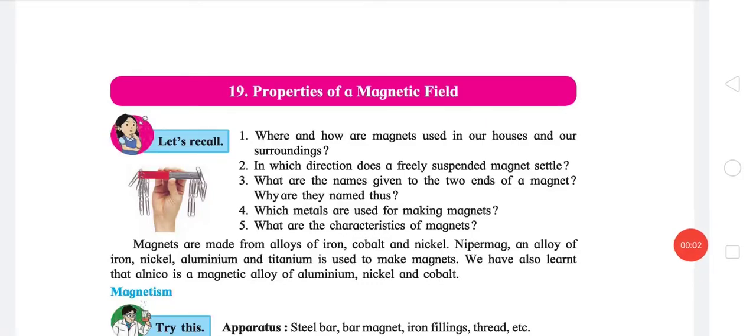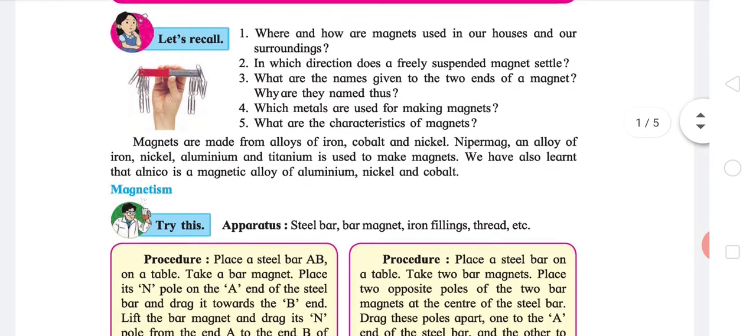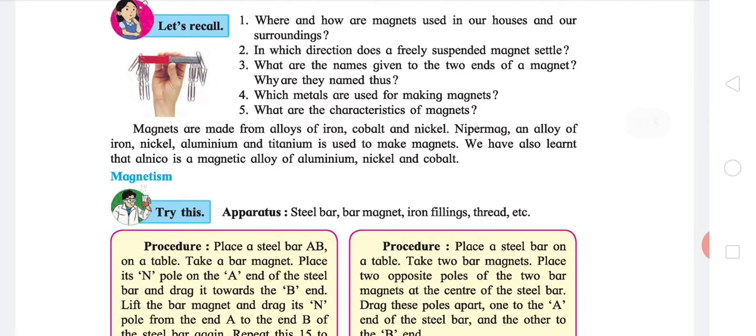Hello, friends. So, today we're going to discuss Class 7th Science, Chapter 19, Properties of a Magnetic Field. Let's recall. 1. Where and how are magnets used in our houses and our surroundings?